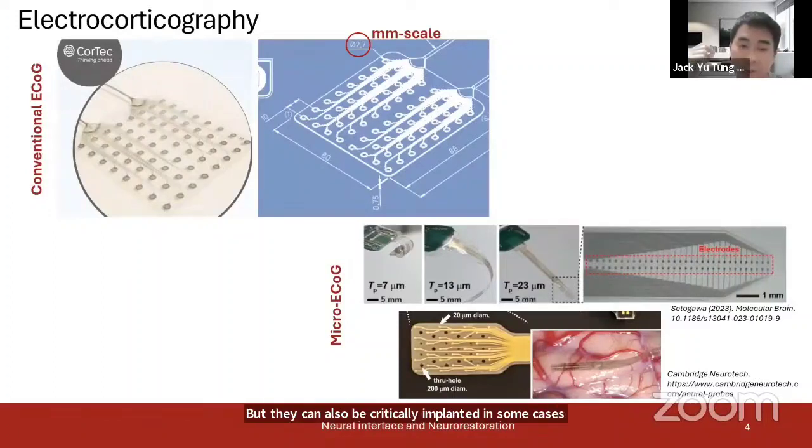And micro-ECOG, in contrast, employs smaller electrodes, typically on a scale of tens to hundreds of microns, resulting in higher electrode density. And this allows it to record from smaller populations of neurons. And the image below here actually shows two examples of micro-ECOG arrays by two separate groups with very small electrodes and dense arrangement. And also you can see the scale of such micro-ECOG arrays with respect to the brain in the image right at the bottom.